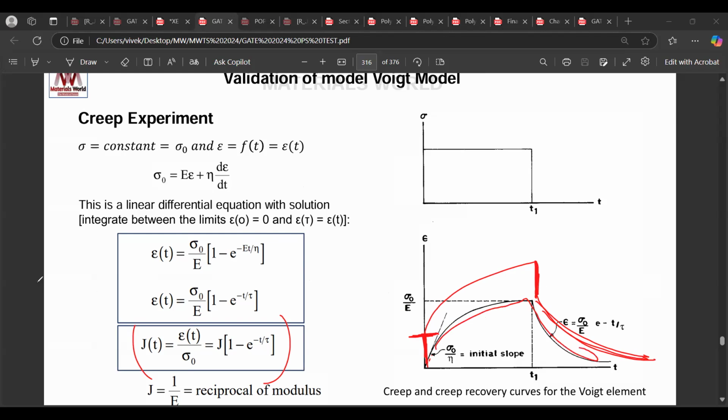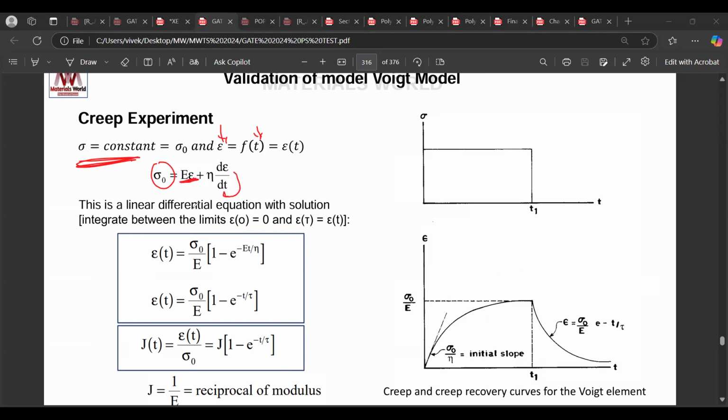If sigma is constant, epsilon changes with time, so sigma becomes sigma naught, and this becomes d epsilon by dt, and then I can integrate with t, because I can shift this dt to this side. I get the answer using the conditions: when t is 0, epsilon is 0, and when t is final t, it becomes epsilon t. I put that in and I get the answer.